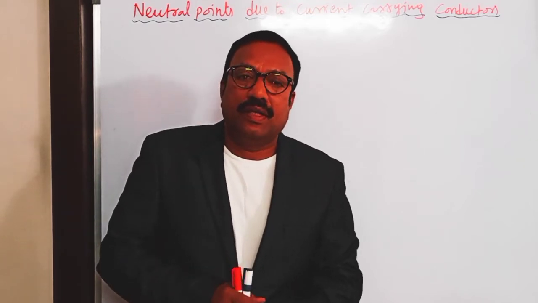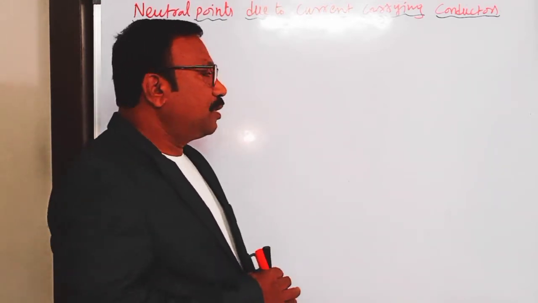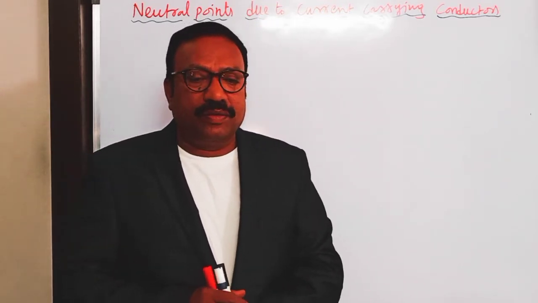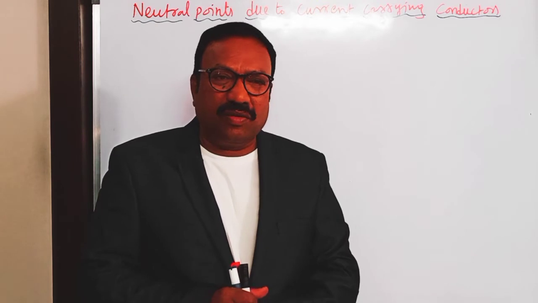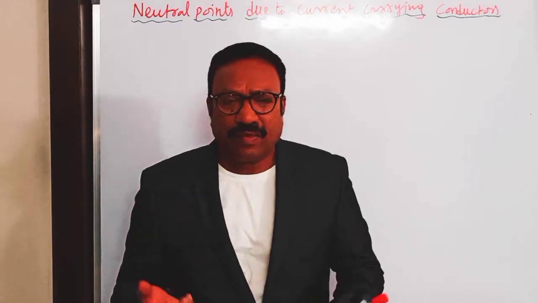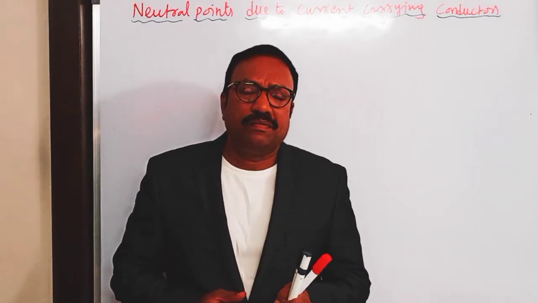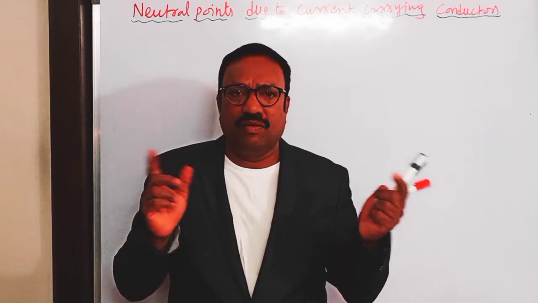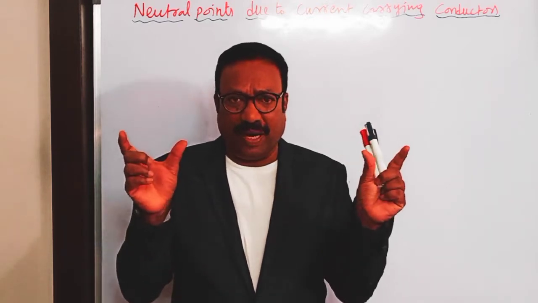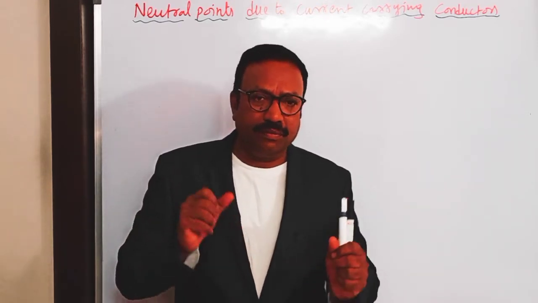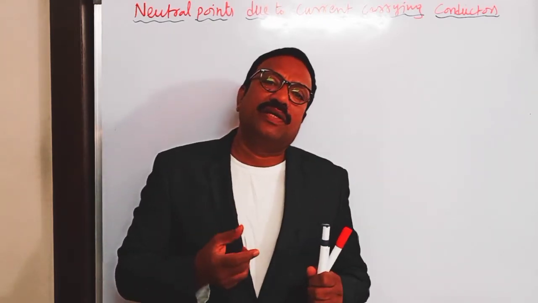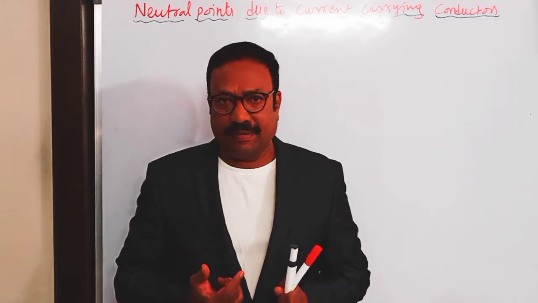Today we are discussing about the neutral points. Neutral points due to current carrying conductors. You can obtain neutral points due to electric fields. In electrostatics also you will discuss about the neutral points. When the fields are produced due to the charges, between like charges and unlike charges, you will be finding the neutral points. Similarly, you will be finding the neutral points in the case of magnets, poles, etc. And here we are finding magnetic neutral point due to the current carrying conductors.